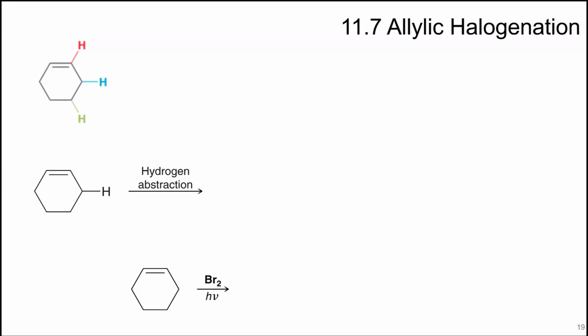We can also do halogenation at the allylic position. And the rationale for the allylic being a good one to pull off, we have hydrogen here. To pull off this hydrogen, it would be 444 kilojoules per mole. For the allylic one, it's 364 kilojoules per mole. And for this one down here, it's 402.